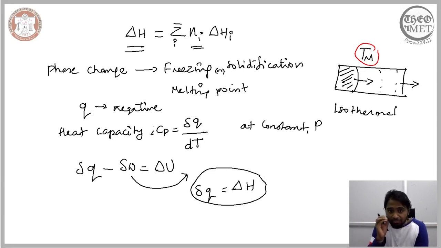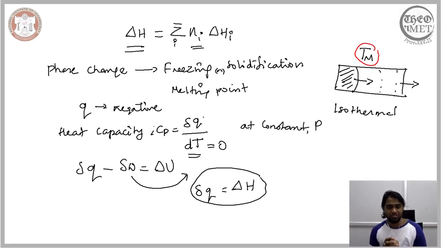However, we need to understand that since we are considering an isothermal phase transformation, this relation cannot be used directly because dT here becomes 0. So even though the heat capacity helps us relate the enthalpy to the heat transfer through a material constant, in case of isothermal transformation it cannot be directly employed, because dT is 0, and therefore this entire term becomes infinity.